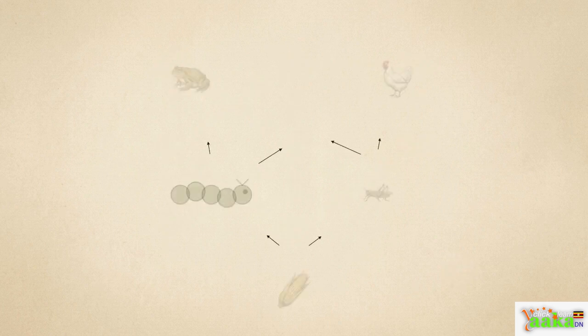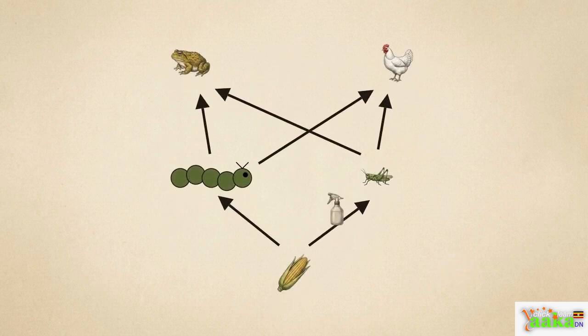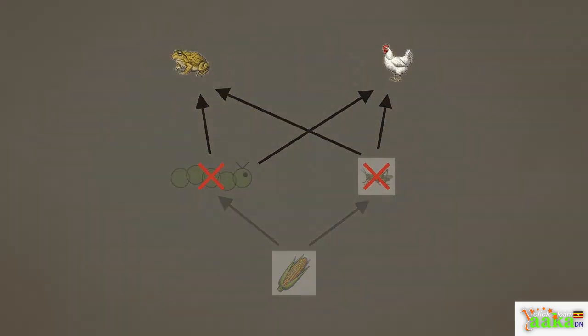Let's test how this interconnectivity works. Imagine a farmer sprays a strong pesticide near their maize crop. It wipes out all the local insects, completely removing grasshoppers and caterpillars from the web. Based on this diagram, what will happen to the toad and chicken populations? Pause the video and trace the lines to make your prediction.